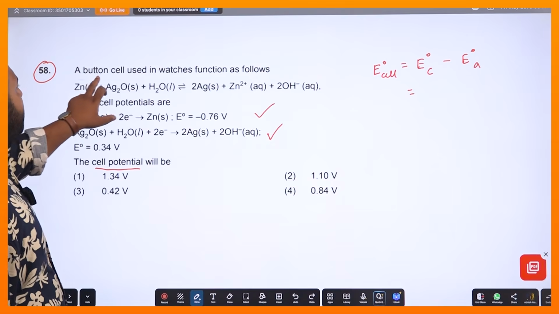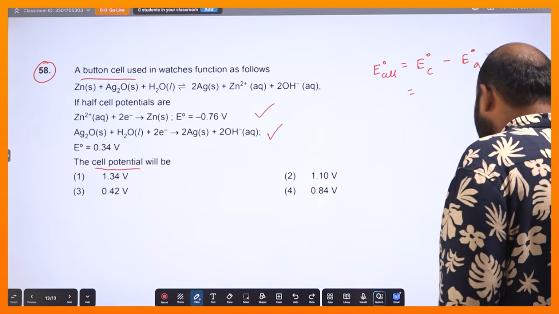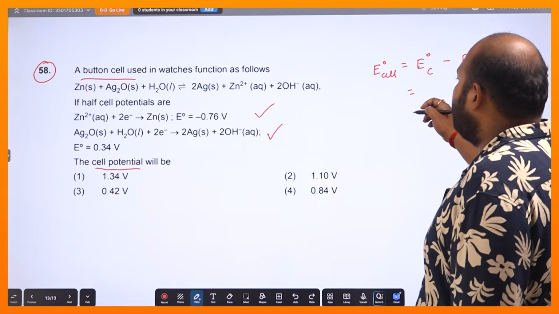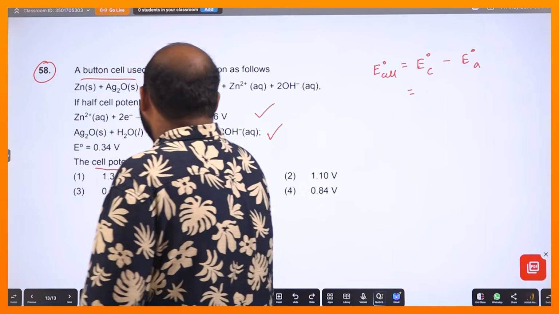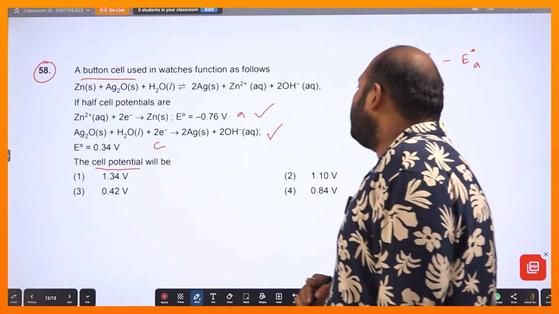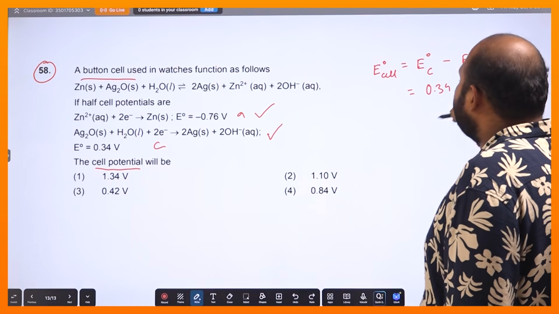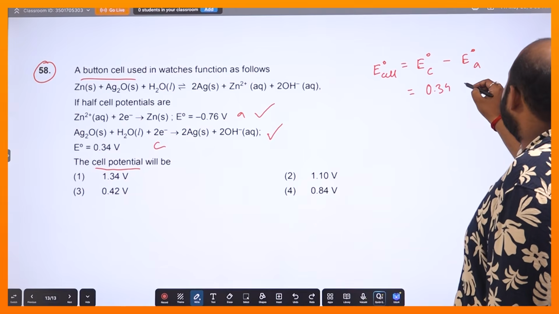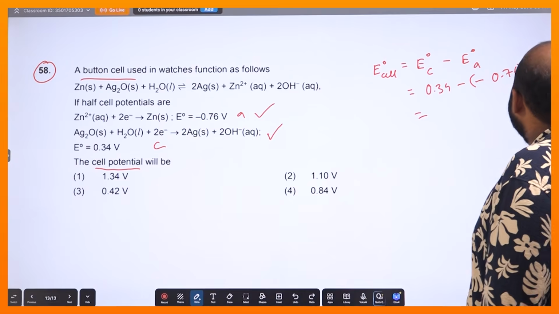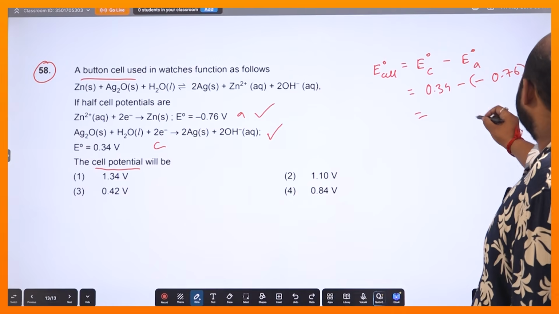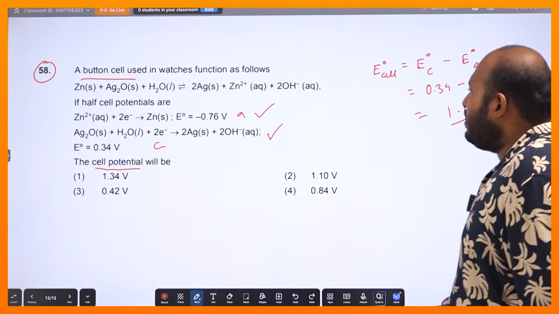So for this button cell reaction, we have to take this as the cathode and this as the anode. Remember this part. So it will be 0.34 minus (minus 0.76), so it will be 1.10 volts. It will be option 2.